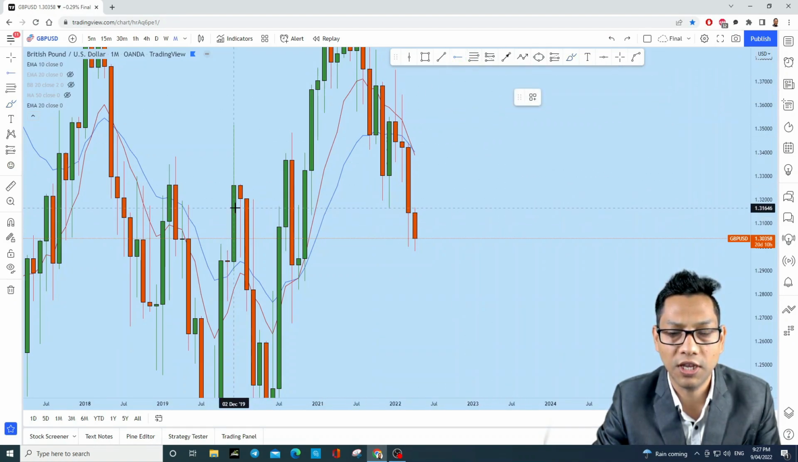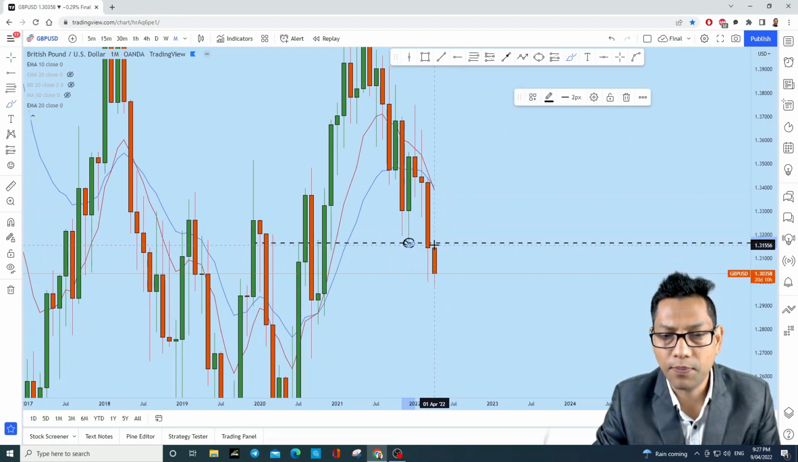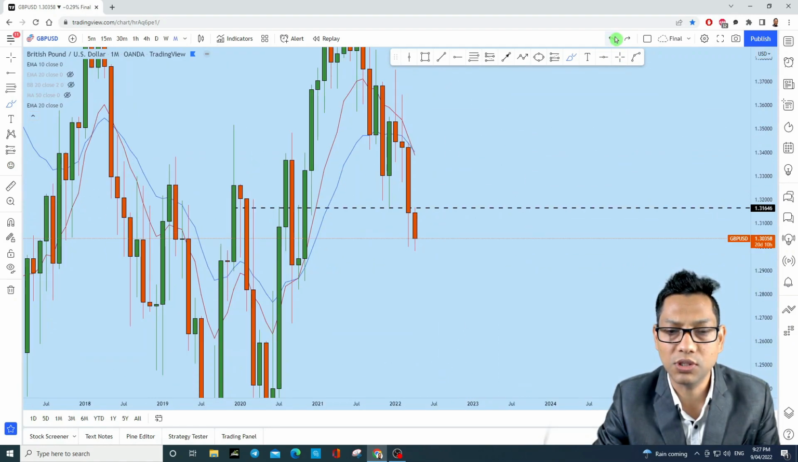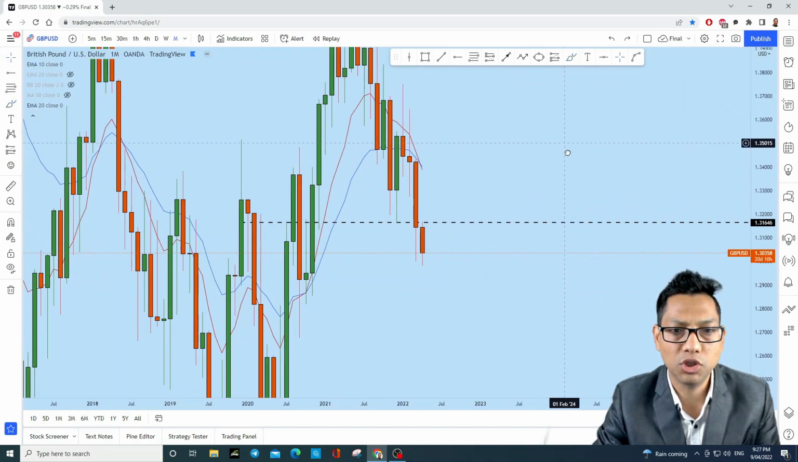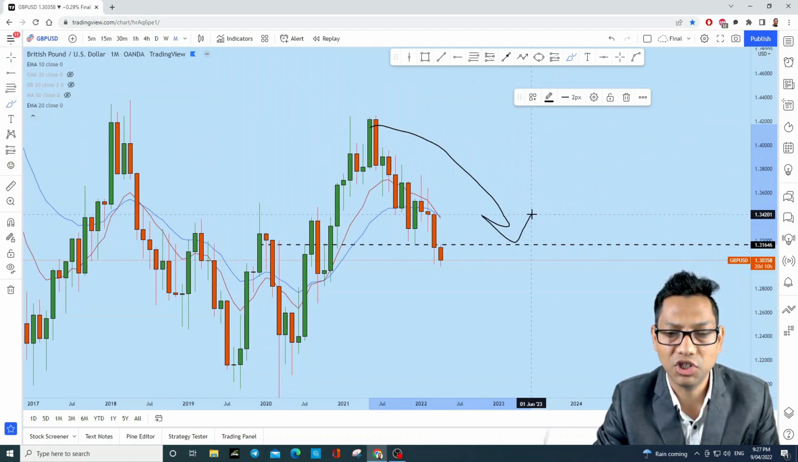Let me draw this one here. So we see that exactly from this support, the price closed below this support, tested it as a resistance, and we see a rejection to the downside. Now the way British pound US dollar monthly price action is formed, this is a highly bearish price action.